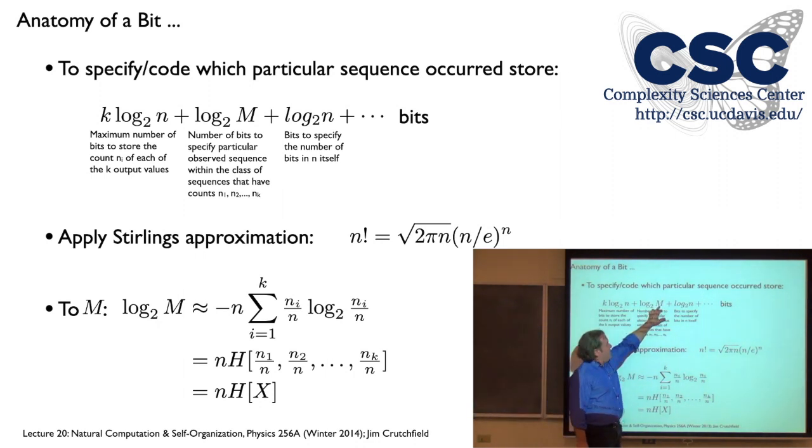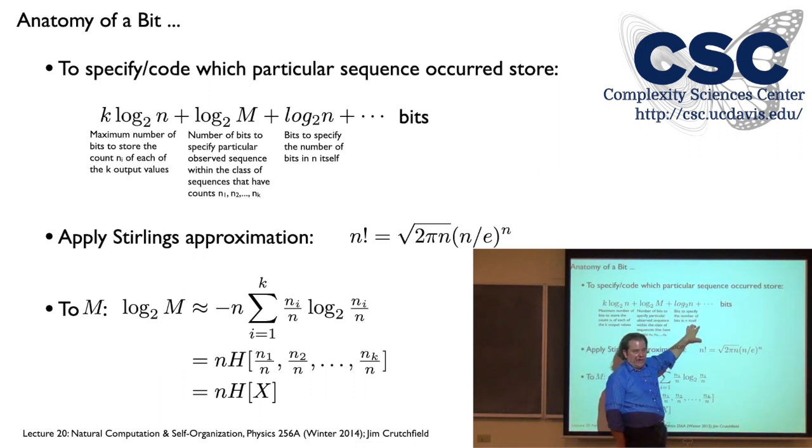And then we have log of m, right? I have to say which particular realization consistent with those counts occurred. So we just calculate that with the multinomial. That's log base 2 of m. And then, if you really want to get pedantic about it, I also have to tell you in the string how big n is.